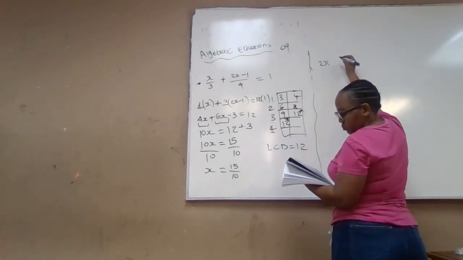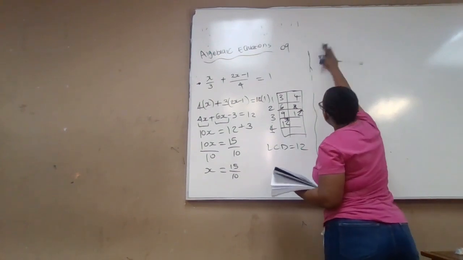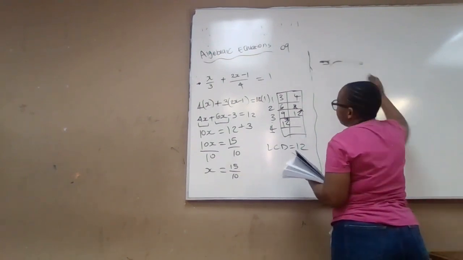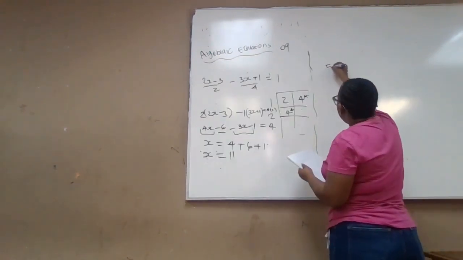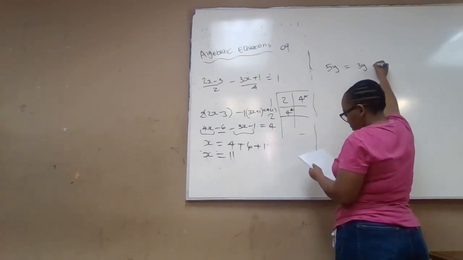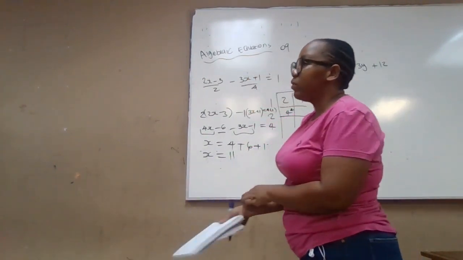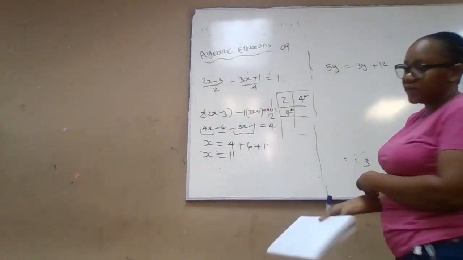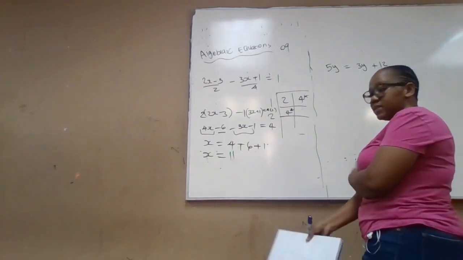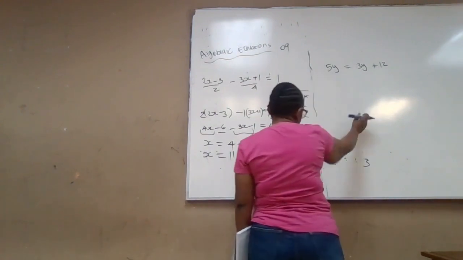x minus 3. Okay, the same one, let's do it using multiplicative inverses. 5y equals 3y plus 12. So here you are solving for y. Any variable can be used. It's not always x. It can be y, it can be z, it can be a, any variable. So we are looking for y here.